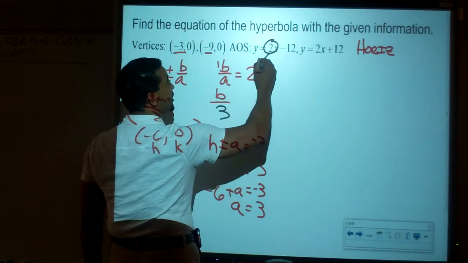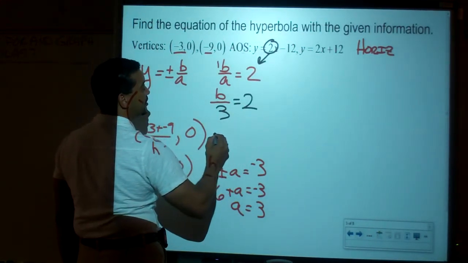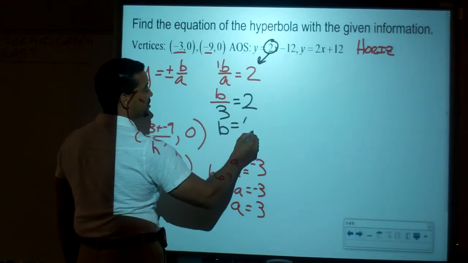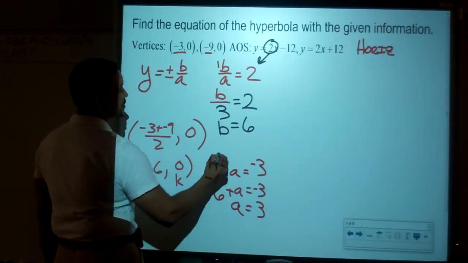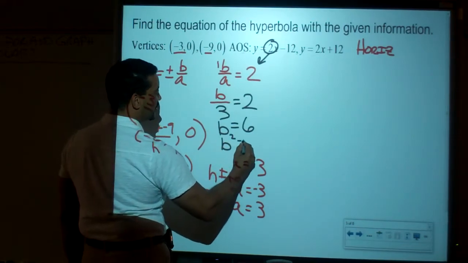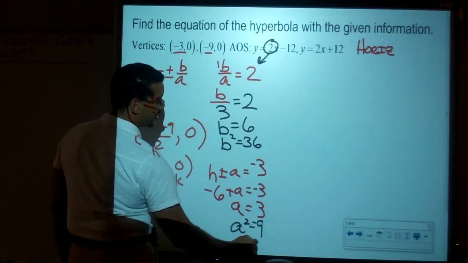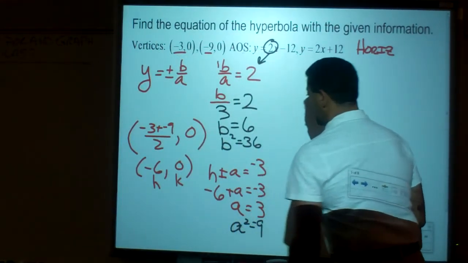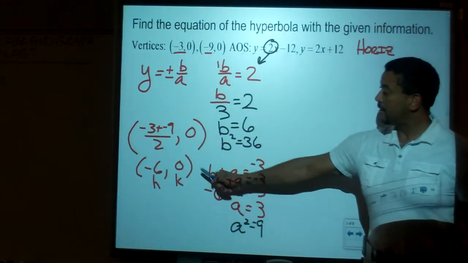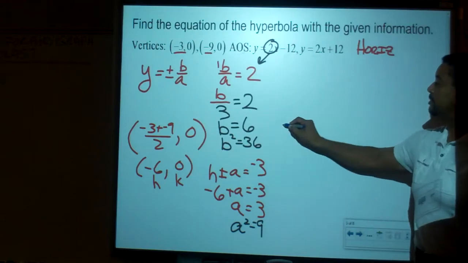So since that's true, we're going to plug that in here. This 2 right here came from there. So that has to be equal to 2. So that tells me b is equal to 6. And if that's true, then b squared, of course, is 36. And down here, a squared is equal to 9. So knowing those things, because remember the 3 things we need to know are our center, our a squared, and our b squared to be able to write this equation.